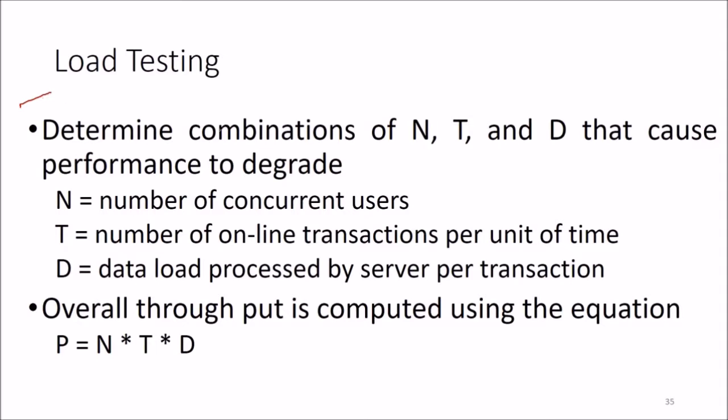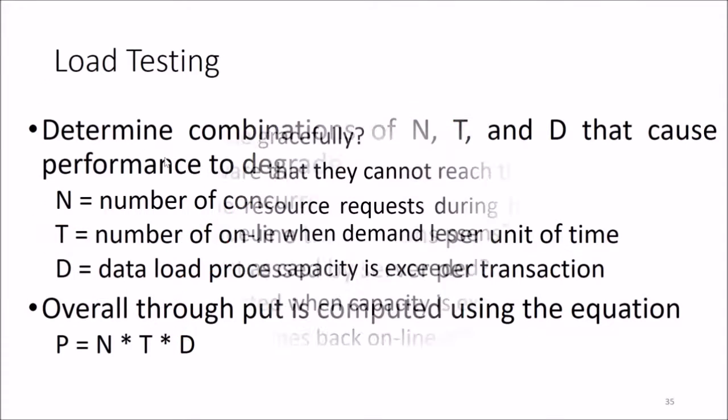In the load testing, we determine the combination of NTD that causes the performance to degrade. What this NTD means: N is the number of concurrent users, T is the number of online transactions per unit of time, and D is the data load processed by the server per transaction. So the overall throughput is computed using the equation P = N x T x D, where N is the number of concurrent users, T is the number of online transactions per unit time, and D is the data load processed by the server per transaction.